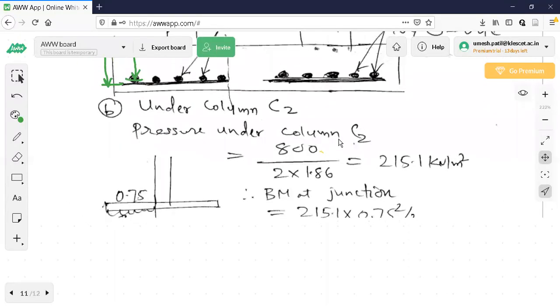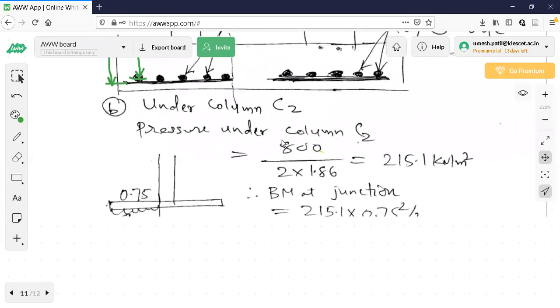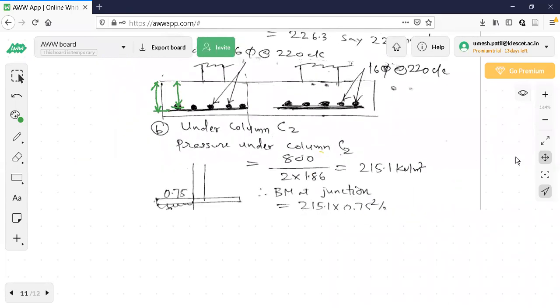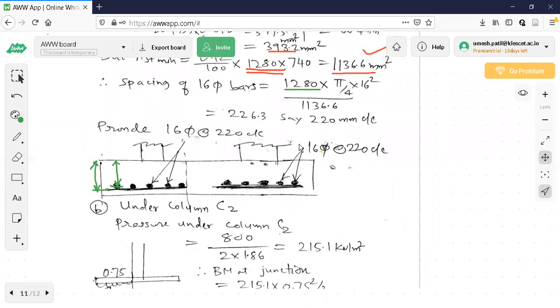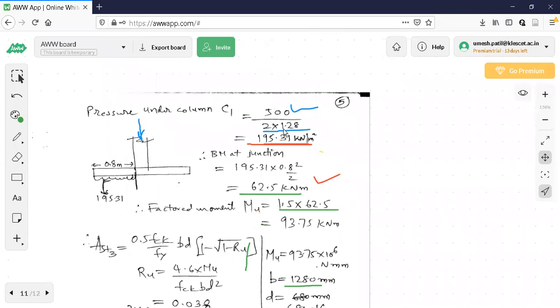Pressure under the column C2. See, this span is different. Span is different here. Now load calculation. Pressure under column C2. Just observe this. 800 divided by 2 into 1.86. Here how is it? Here it is 500 by 2 into 1.28. Here 800 by 2 into 1.86. What is this 1.86? I think you know it.